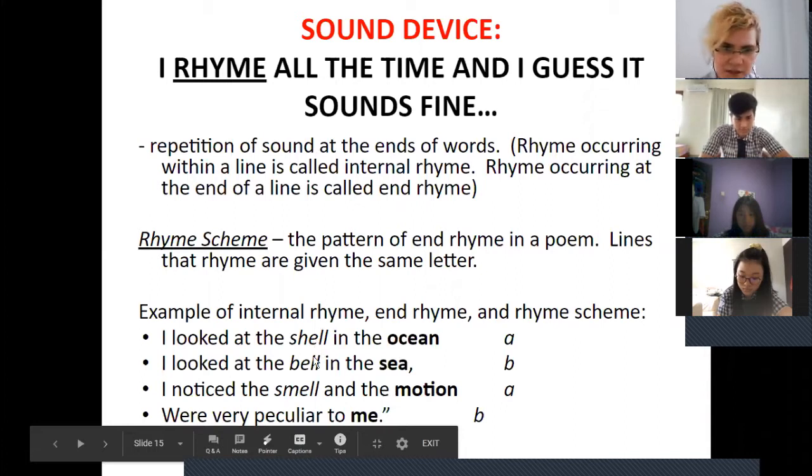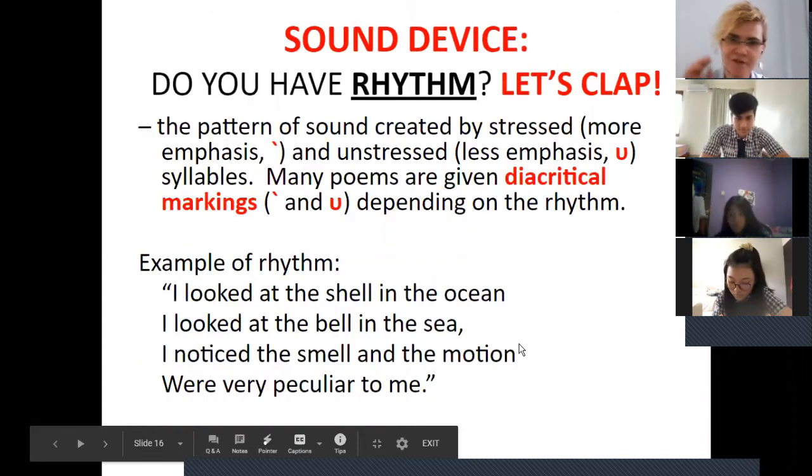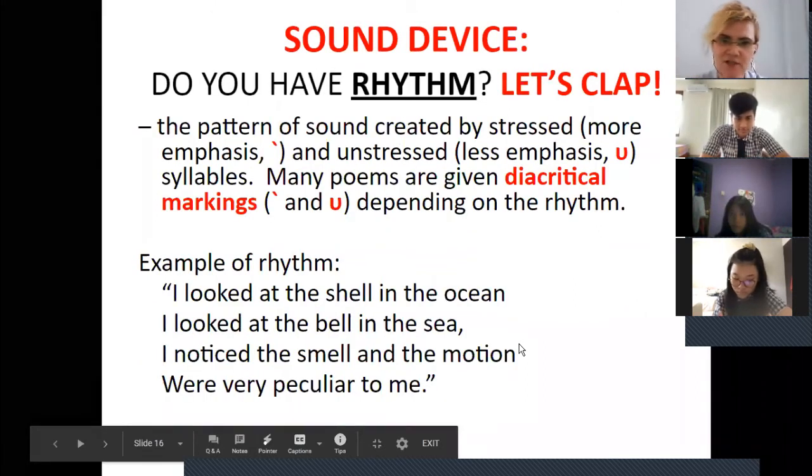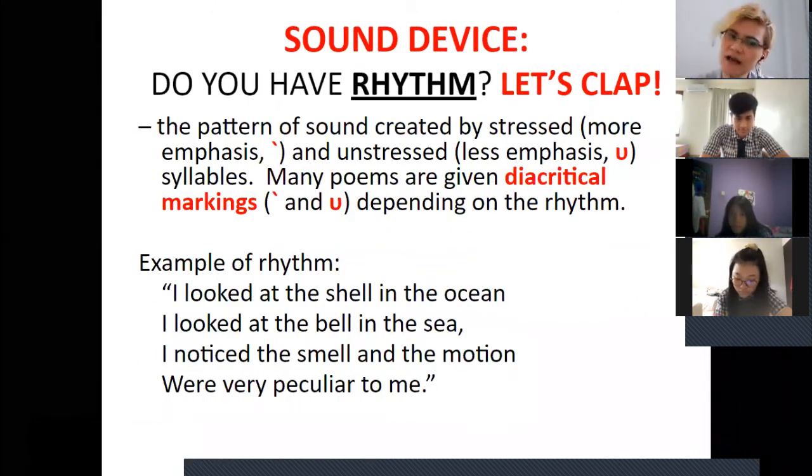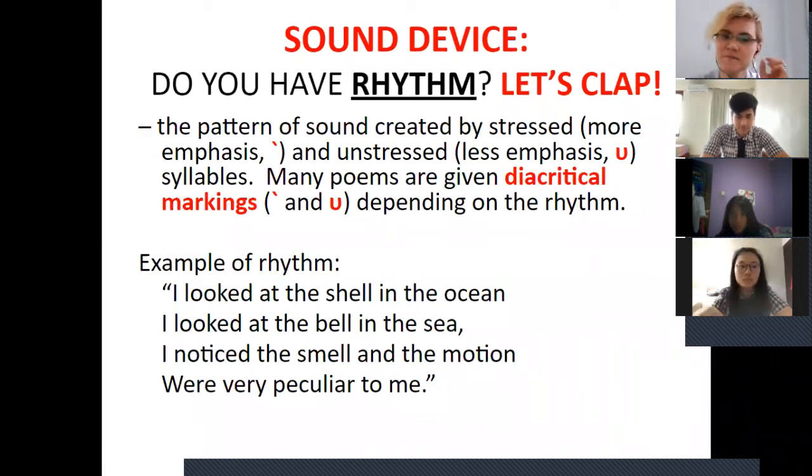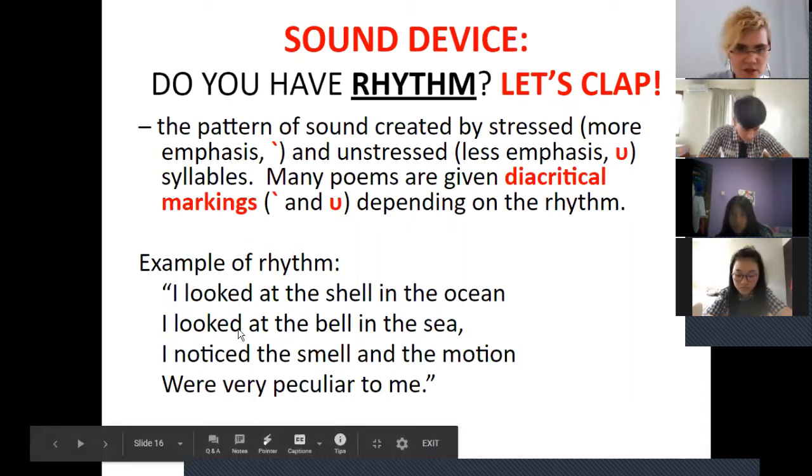So we've got internal rhyme. We've got end rhyme: ocean, motion, see and me. So the rhyme scheme here is A, B, A, B. "I looked at the shell in the ocean. I looked at a bell in the sea. I noticed the smell and the motion were very particular to me." We also see "looked, looked" here, that is a starting repetition.